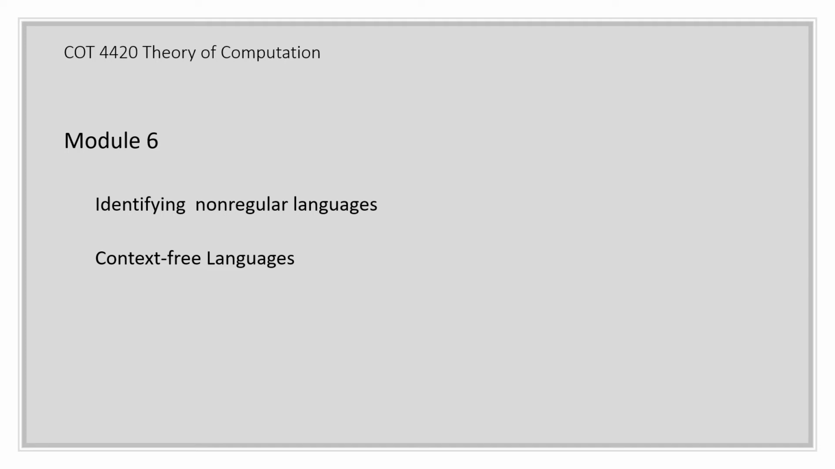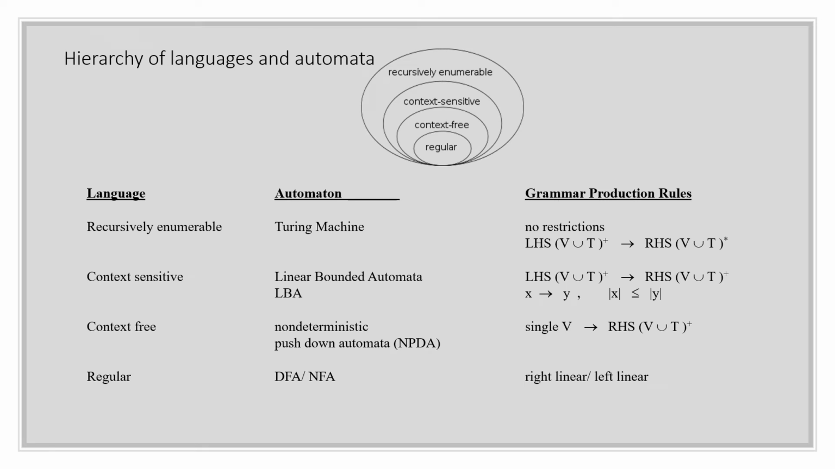Hi, welcome. In this video, we're going to talk more about how to identify non-regular languages and then get into context-free languages. At the beginning of the semester, I showed you this table, the hierarchy of languages and automata and the grammar production rules that coincide with those languages. We started with regular languages, and we will start learning about more languages throughout the rest of the semester. Our next set of languages are context-free languages.